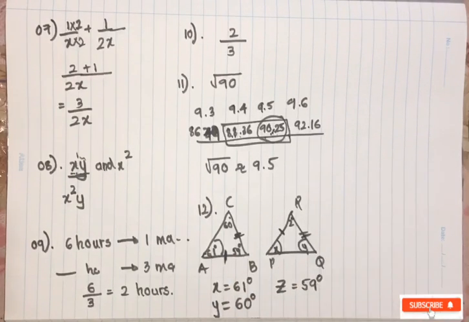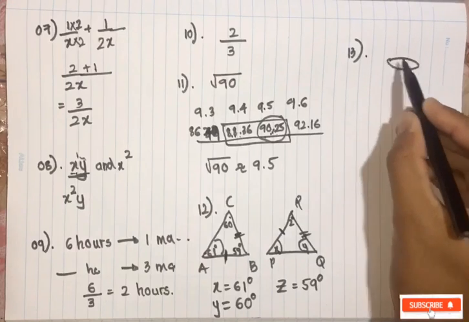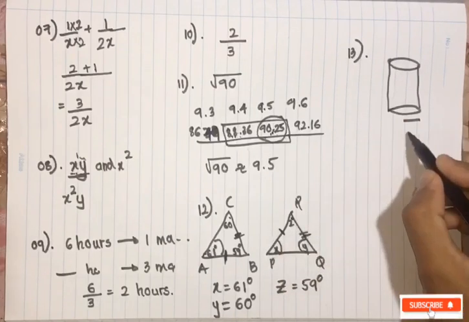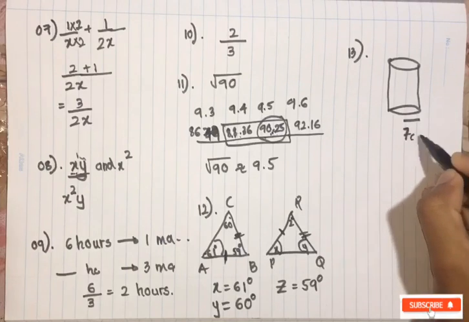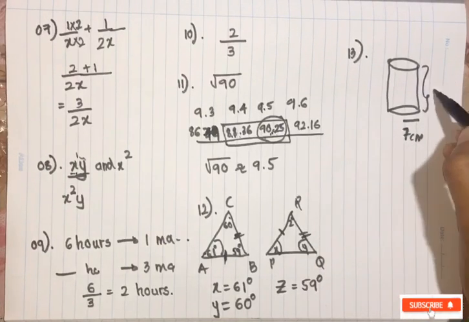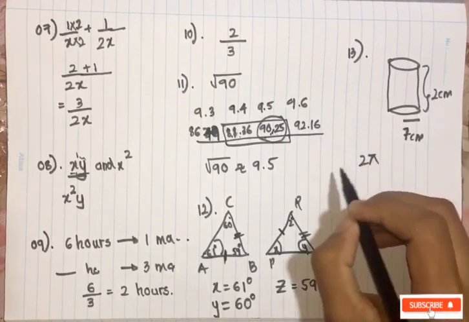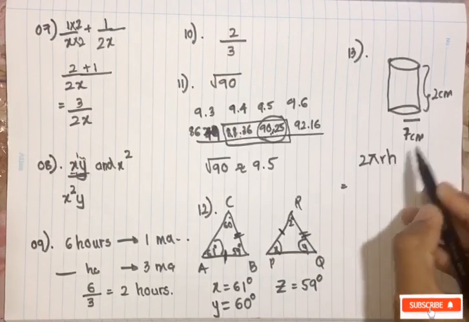Okay. 13th, the radius of a solid cylinder is 7 centimeters and its height is 2 centimeters. Of a solid cylinder, you have a cylinder, the radius is given as 7 centimeters and the height is given as 2 centimeters. You have to find the area of its curved surface. Also they have given you the equation. The area of the curved surface is 2 pi r h. You have to substitute all the values of r and h.